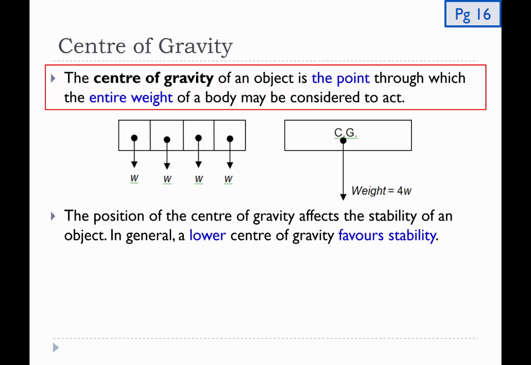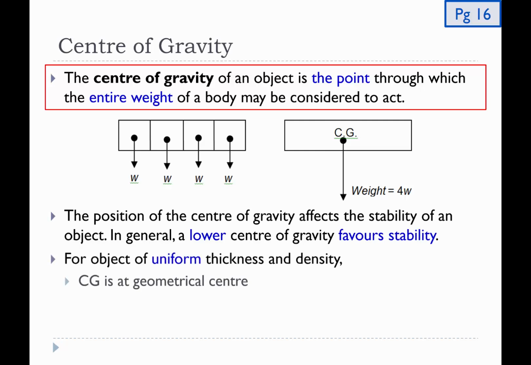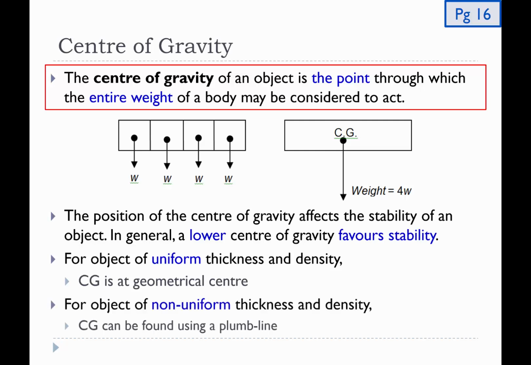The position of the Cg also affects the stability of the object. In general, the lower the center of gravity, the more stable the object will be. Finally, for an object with uniform thickness and density, the Cg is at the geometrical center. But for an object of non-uniform density and thickness, the Cg can be found by using a variety of methods. One is called the plumb line method. Basically hang the object and draw the plumb line for a few positions, and the point where all the plumb lines intersect will be the Cg.